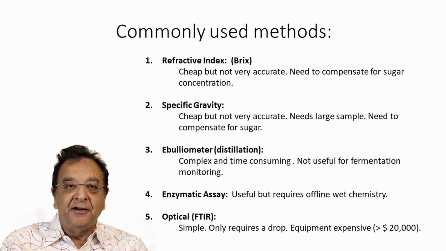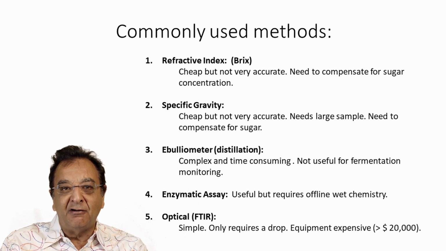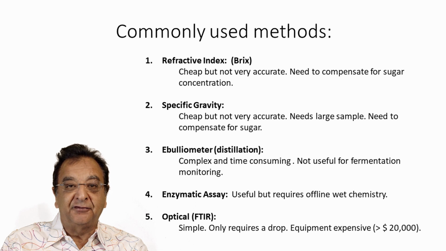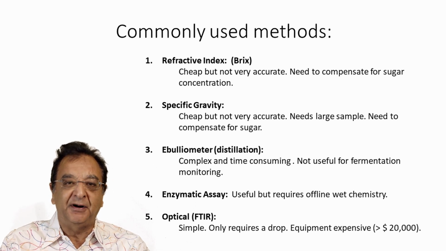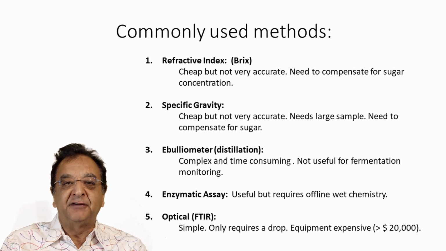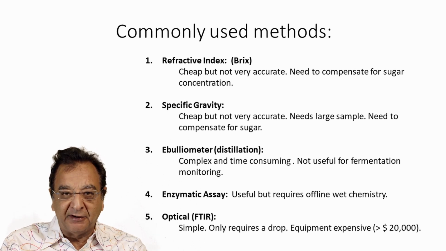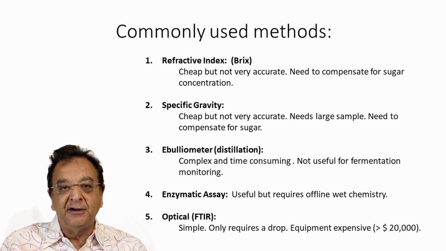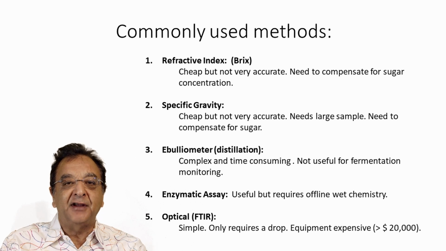And there are many, many ways to estimate ethanol, but they're all kind of tedious and difficult. I'll just review some. You could use the refractive index, basically a Brix measurement. It's cheap. It's not very accurate, and it requires that you compensate for the starting Brix very carefully. And there are tables for this and spreadsheets. It's not exactly a very elegant technique. You can also measure specific gravity. Take a sample, measure specific gravity, and again, you have to compensate for sugar loss and alcohol increase, and also remember, you need a fairly big sample for this. So it's again not very elegant.